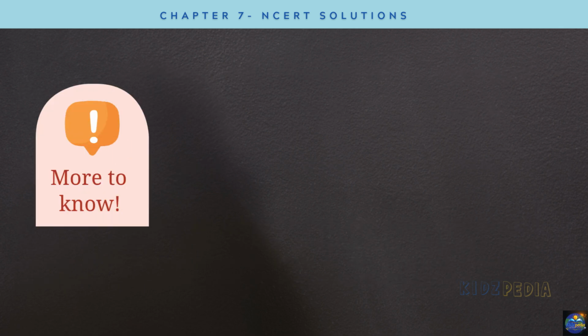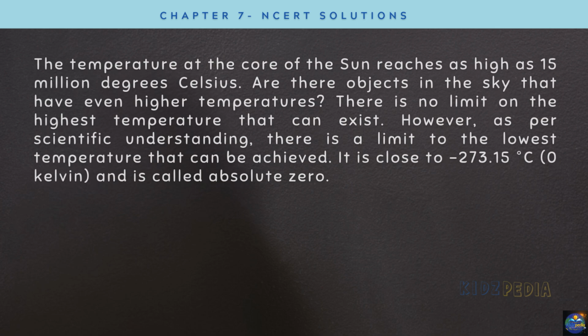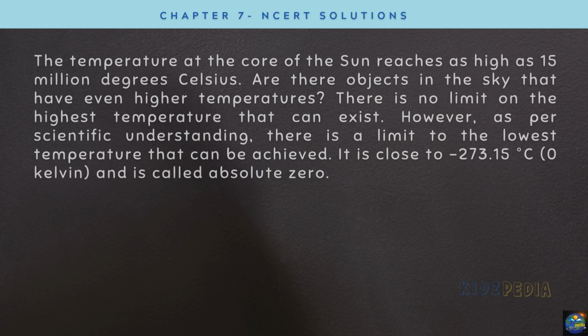Now, let's learn some more interesting facts in the More to Know section. The temperature at the core of the sun reaches as high as 15 million degrees Celsius. Are there objects in the sky that had even higher temperatures? There is no limit on the highest temperature that can exist. However, as per scientific understanding, there is a limit to the lowest temperature that can be achieved. It is close to minus 273.15 degrees Celsius, that is 0 Kelvin, and is called absolute zero.